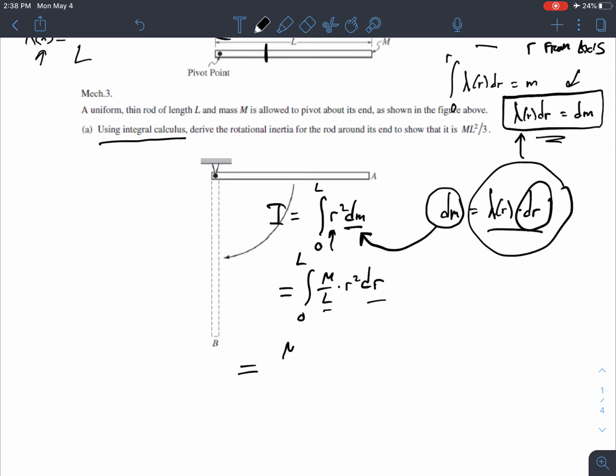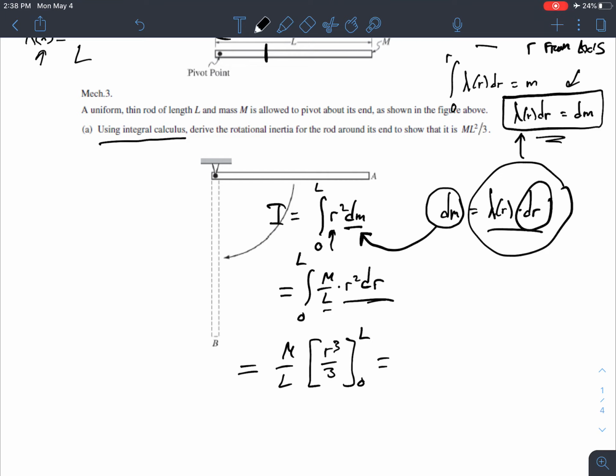So, okay, let's see. This m over L, those are constants. That's just the whole mass and the whole length of the rod. And so I need the antiderivative of r squared dr. That's r cubed over 3, and I'm going from 0 to L.